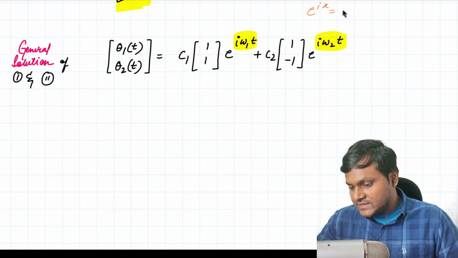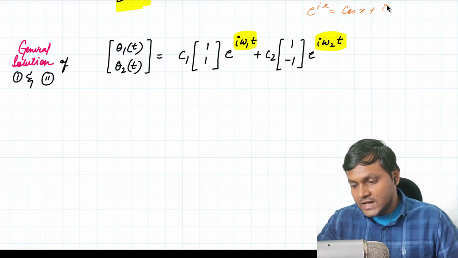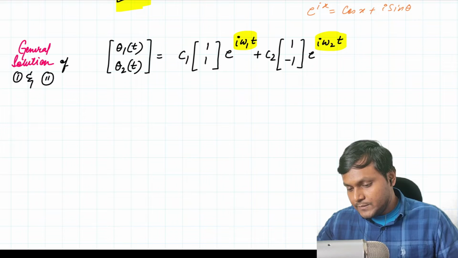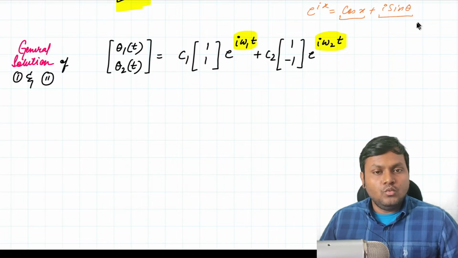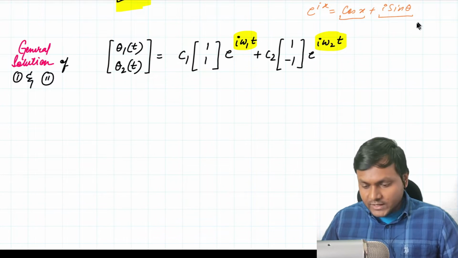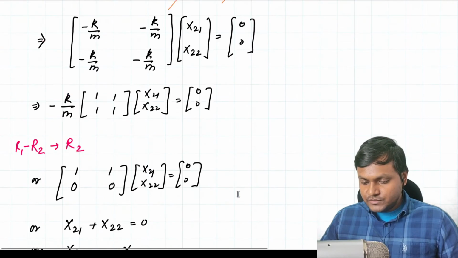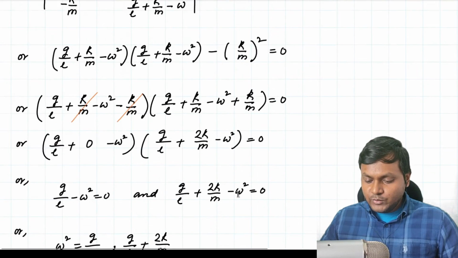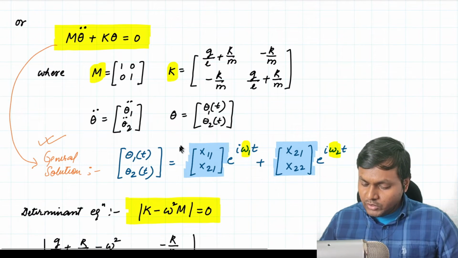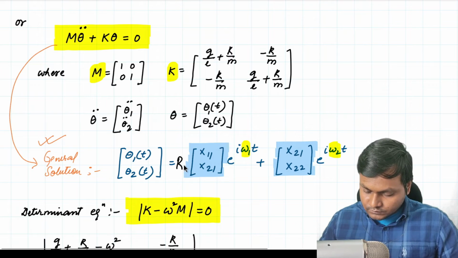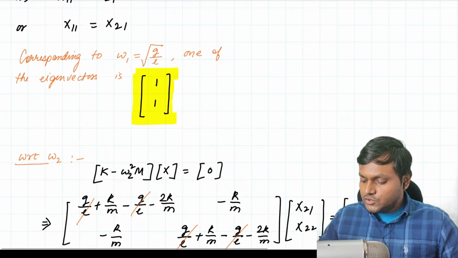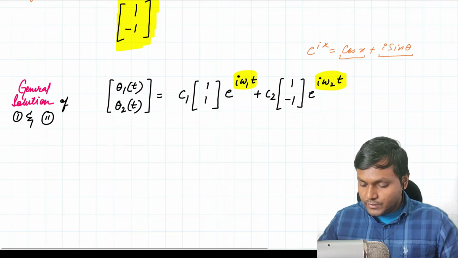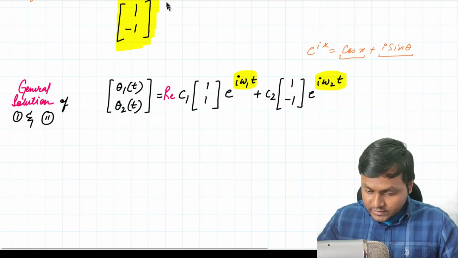Exponential to the power ix is simply equal to cos x plus i sin x, right? So there is a real component and an imaginary component here. We are interested in the real component. So to get the general solution that we can physically visualize, we must find out the real component of this entire system. Let us look at the real components of this entire system.